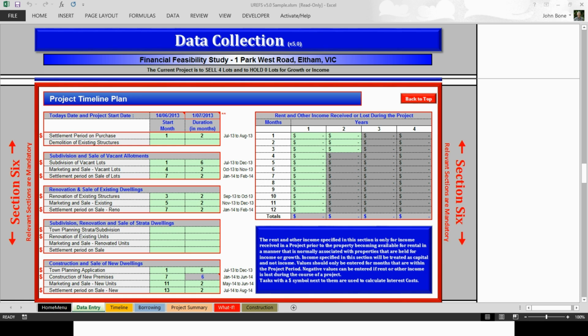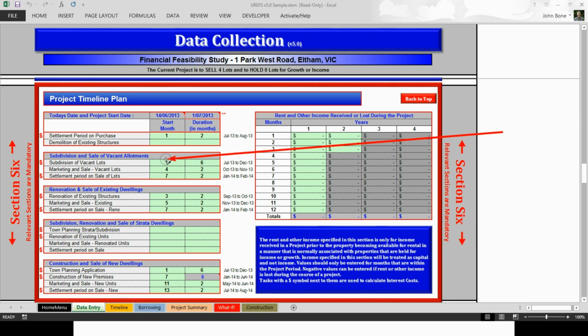The next 3 tasks relate specifically to the subdivision and sale of vacant blocks of land. In our project we intend to subdivide into 4 blocks, and one of those blocks will remain vacant and be sold as a vacant lot. So we need to complete each of the tasks with a start month and duration of each of the tasks in this section.